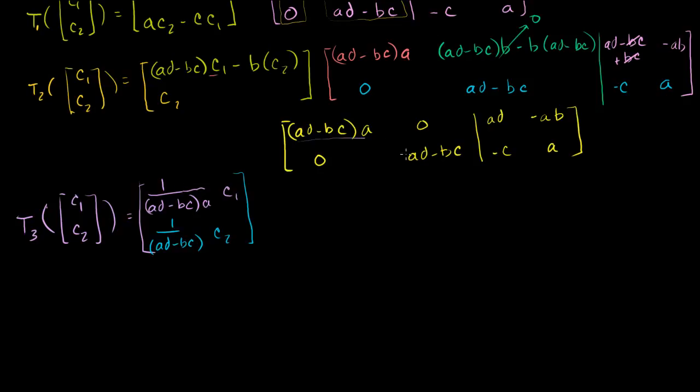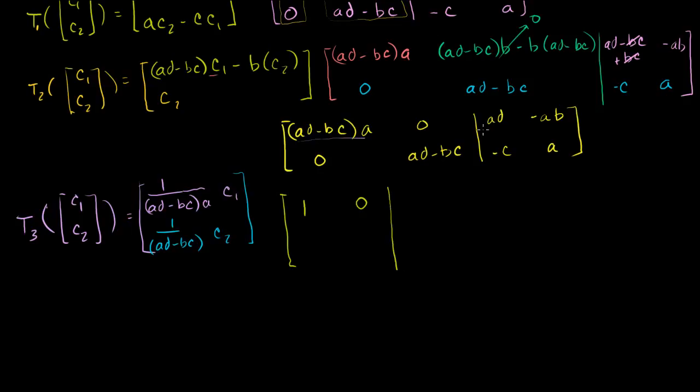So I'm just scaling everything by these two scaling factors. If you apply this transformation to that right there, what do we get? We get a matrix, and this guy, I'm going to divide by AD minus BC times A. So I'm dividing it by itself, so that guy's going to be 1. I'm going to divide 0 by this, but 0 divided by anything is just 0.